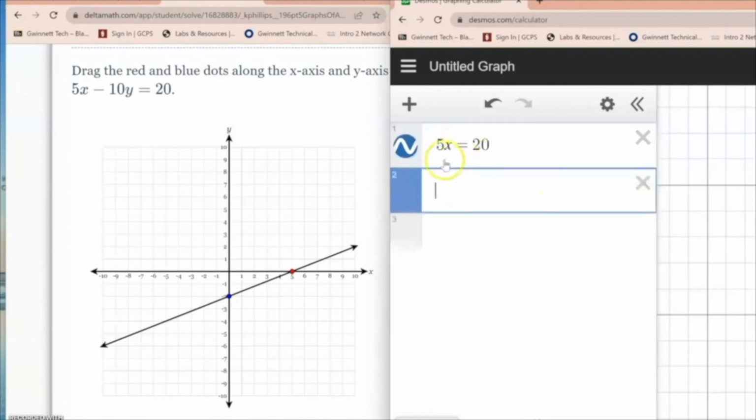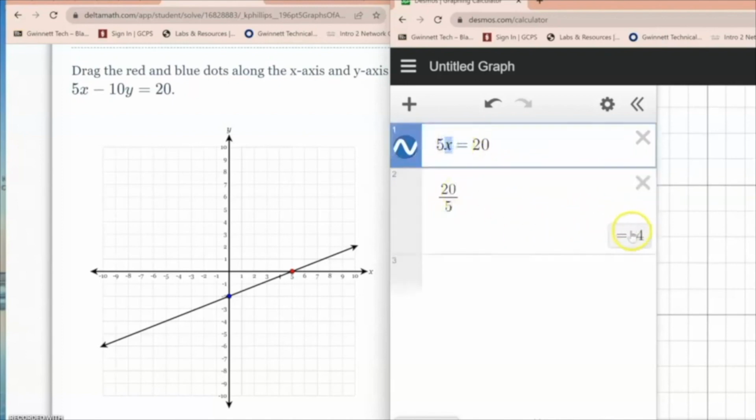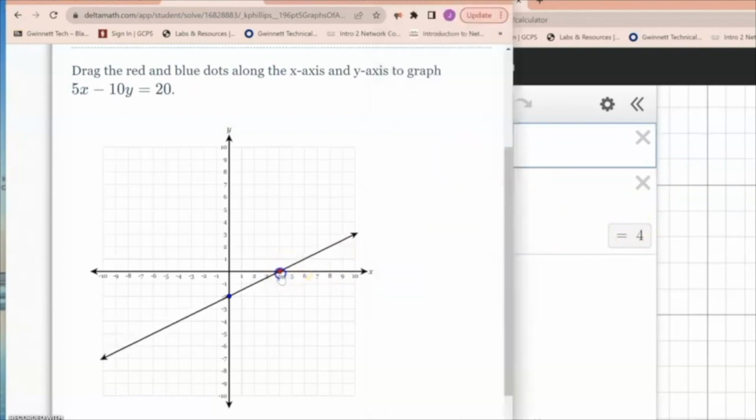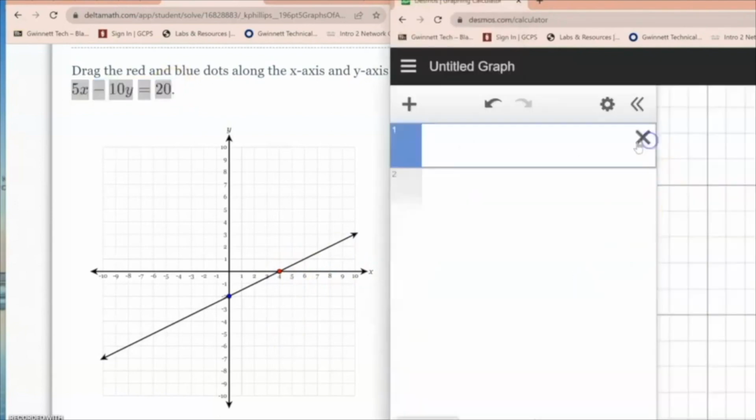5x equals 20. You divide both sides by 5. So that's going to be 20 divided by 5. So it's going to be 4. x is equal to 4. So x right here is equal to 4. All right, to check that, of course, I'm going to check it. Control C. Paste it. Control V. Now I need to see if my line looks like this one, right?